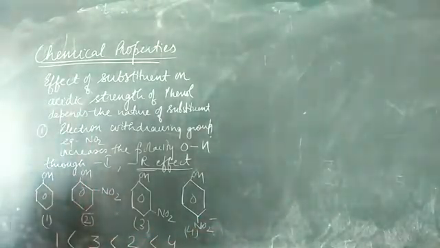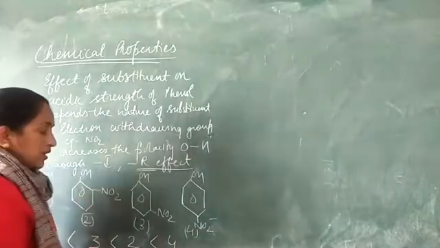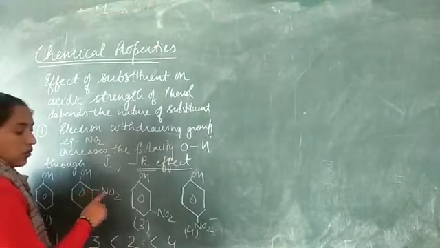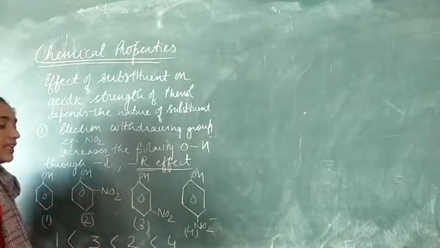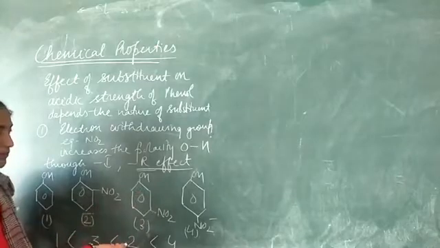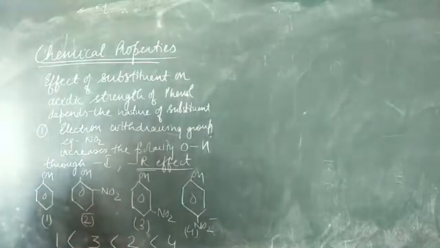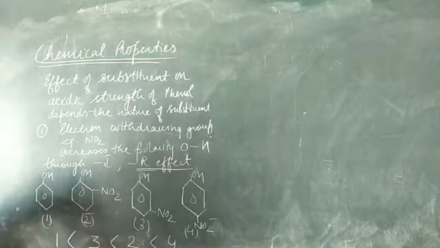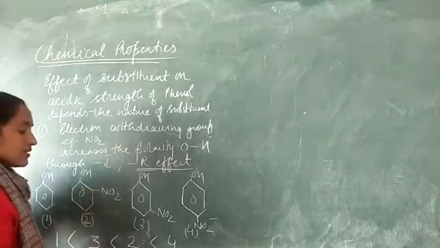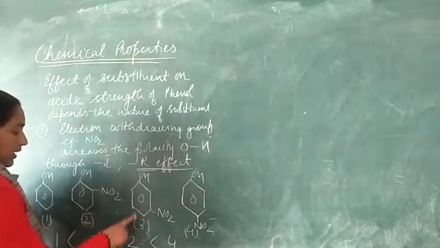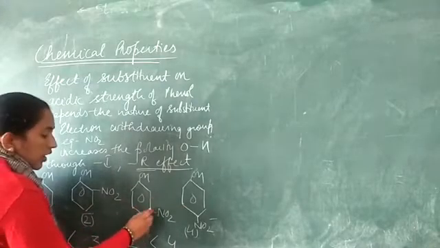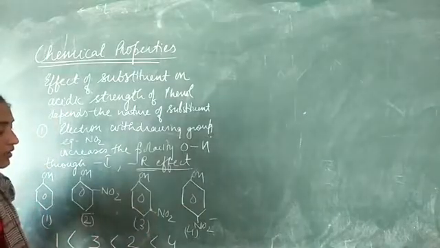Now if you draw the resonating structures, you will find that the electron density becomes rich at the ortho and the para position, and that is the reason it will be pulled by the NO2 group easily when it is present at ortho and para, right? And the polarity of the O-H bond will increase, and it will increase the acidic strength. So among these three, meta is going to be the weaker acid, because here the electron density does not approach the meta position during resonance.